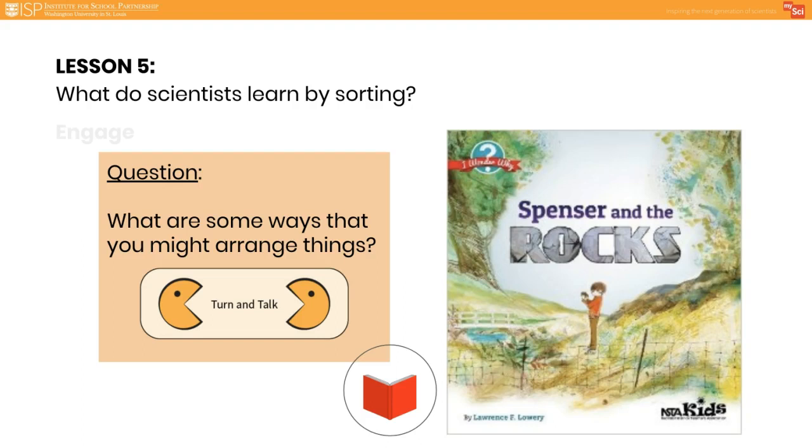You're going to discuss the different ways that Spencer arranges his rocks and ask students what are some ways that you might arrange things. Have them think outside of the box, not just about rocks. How do they arrange things in their everyday life? Have them turn and talk and then share out their answers.